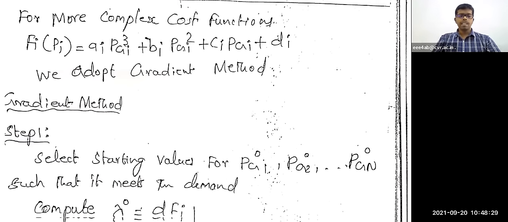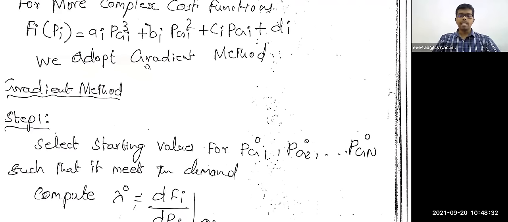What is the first step? Step one: select the starting values for P_G1 naught, P_G2 naught, up to P_GN naught. So we are selecting initial values, like we considered previously. For example, for a 1000 megawatt demand, we consider certain values: P_G1 assumed as 500 megawatt, the second generating unit 300 megawatt, the third generating unit 200 megawatt. Like that we assume initial values for P_G1, P_G2, up to P_GN.